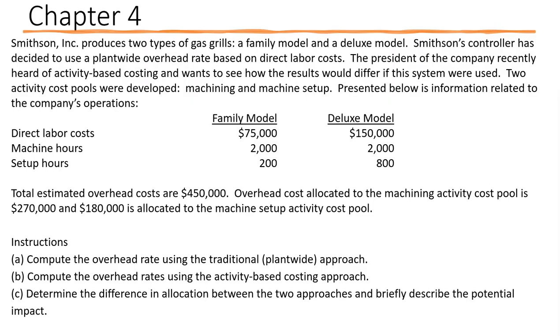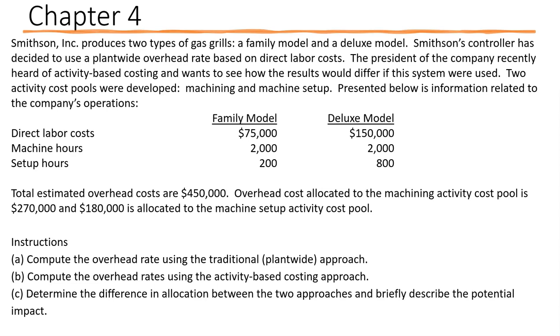So for direct labor costs, the family model incurs $75,000, the deluxe model twice that at $150,000. Machine hours, both models take 2,000 machine hours. Setup hours, the family model is only 200 hours for setup, the deluxe model is 800. Total estimated overhead costs are $450,000. Overhead cost allocated to the machining activity cost pool is $270,000 and $180,000 is allocated to the machine setup activity cost pool.